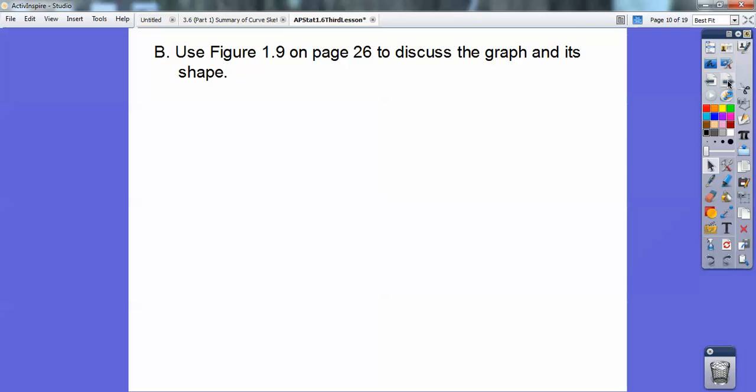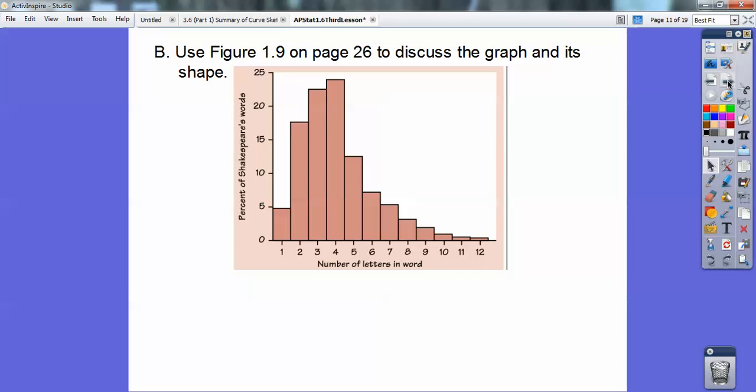So we're going to use figure 1.9 on page 26 to discuss the shape of this graph right here.